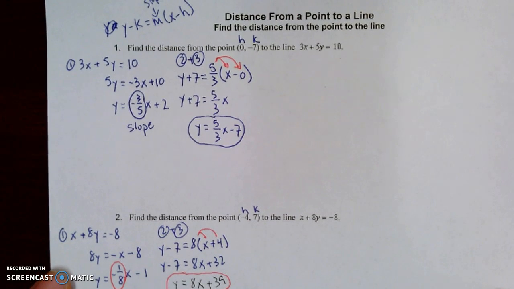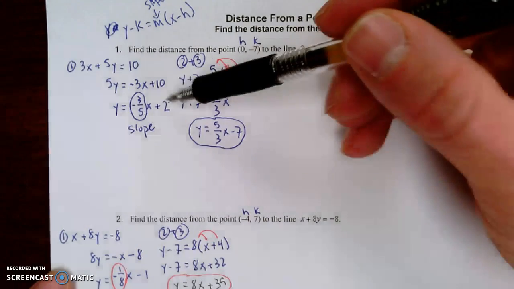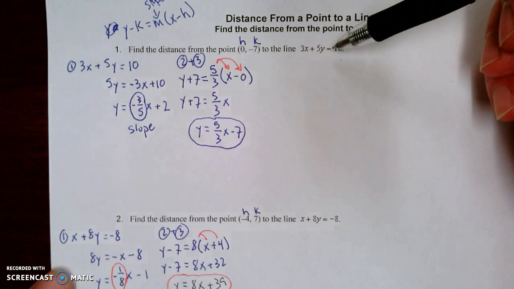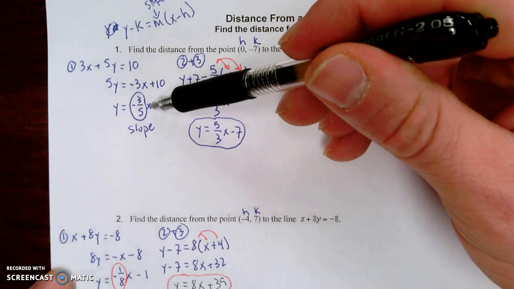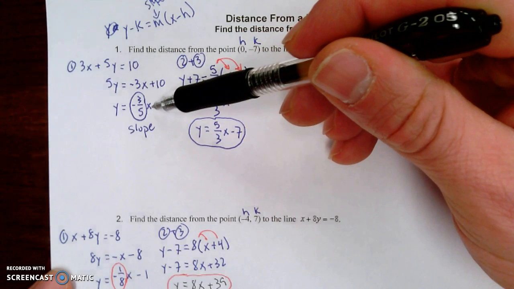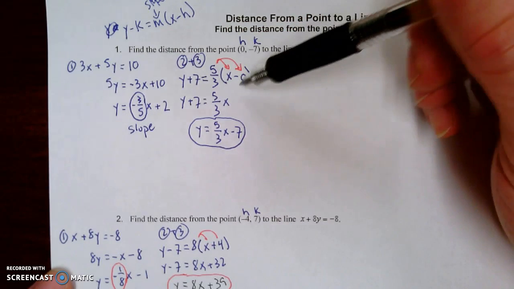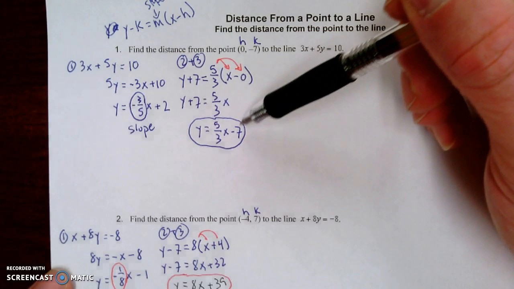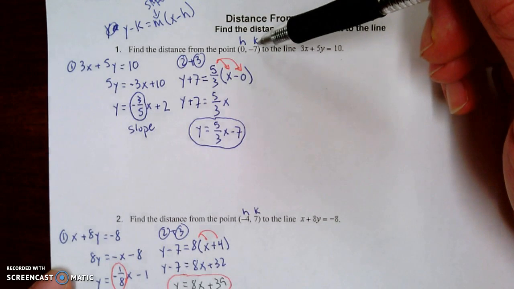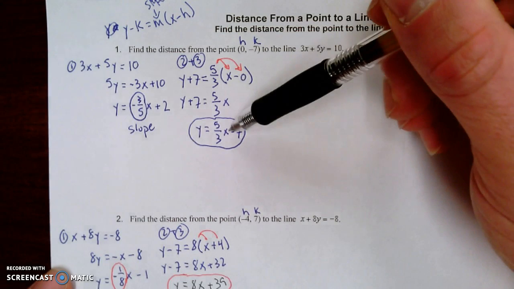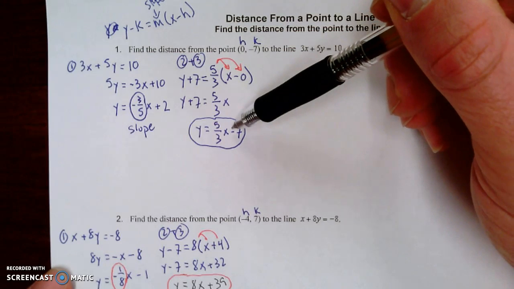All right, finding the distance from a point to a line. Up to this point, we've taken our line and rewritten its equation in slope-intercept form. And we found the equation of a line that's perpendicular to that line and passes through the given point. And we've also written that in slope-intercept form.